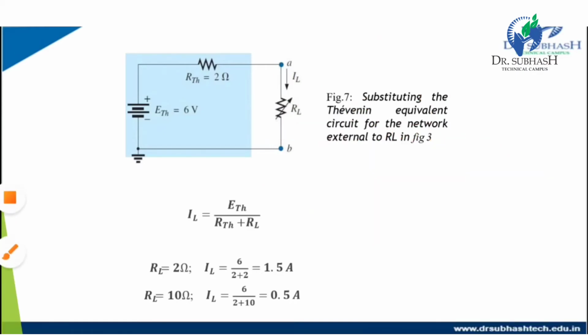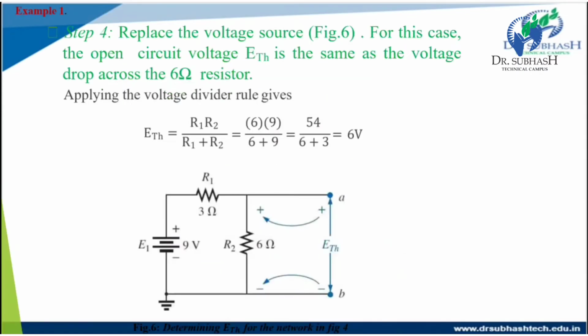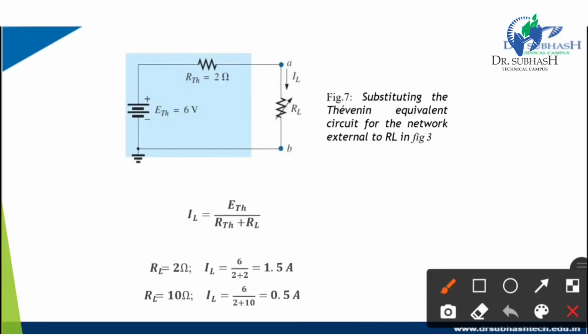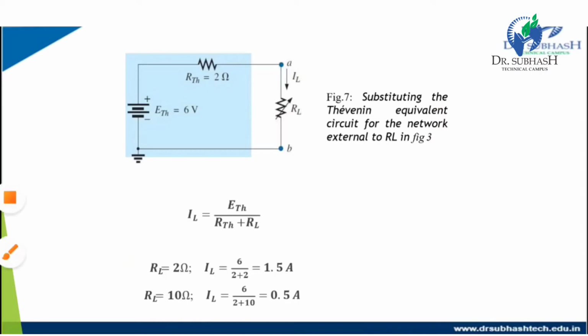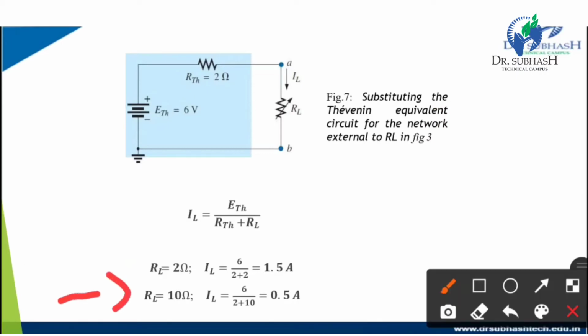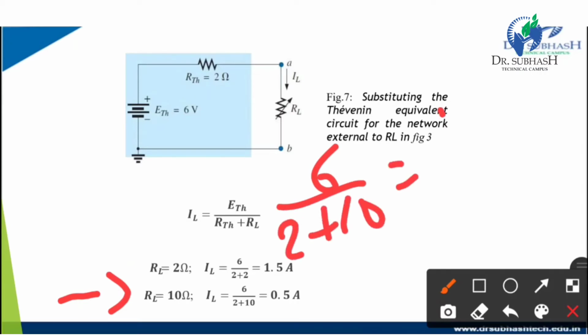So we will directly find the current for RL equal to 2 ohm. IL equals 6 divided by 2 plus 2. So 6 divided by 2 plus 2 means 6 divided by 4, which is 3 divided by 2. It means 1.5 ampere. For RL equal to 10 ohm, IL equals 6 divided by 2 plus 10. So it is 6 divided by 12. It means 0.5 ampere.